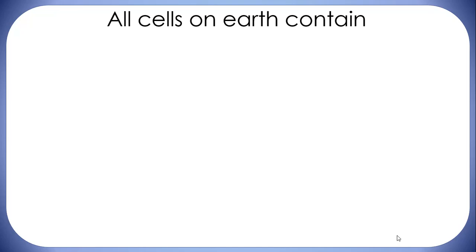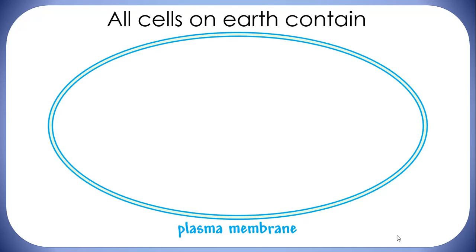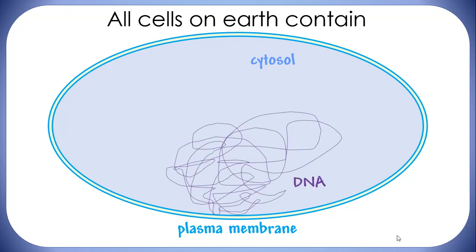First, all cells are surrounded by a plasma membrane made of a phospholipid bilayer. Inside the cell is a fluid called cytosol that contains water, nutrients, and other compounds necessary for cell function. All cells on Earth contain DNA as their genetic material, and all cells on Earth contain machines called ribosomes that are used to build proteins.